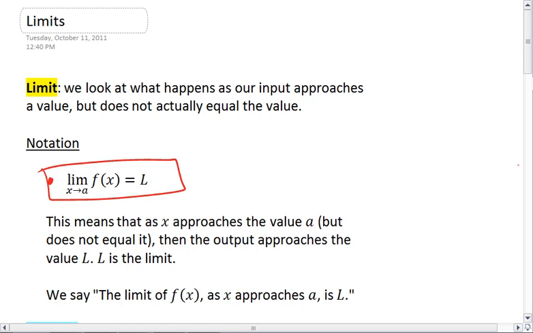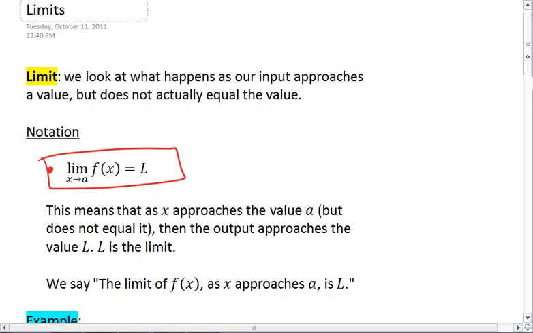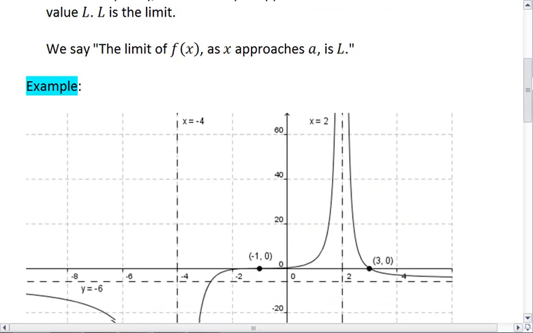This means as x approaches some value a, but does not equal it, then the output of our function will approach a value L, and L is considered the limit. Let's look at an example.